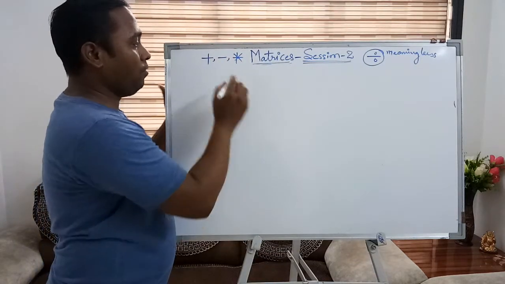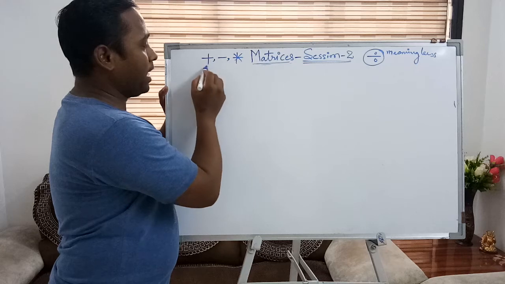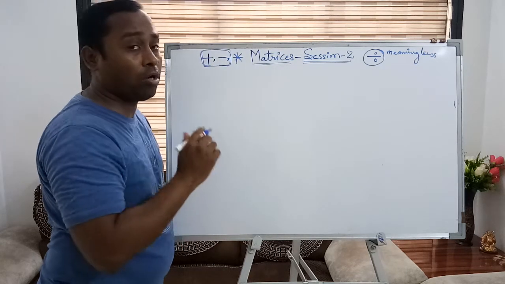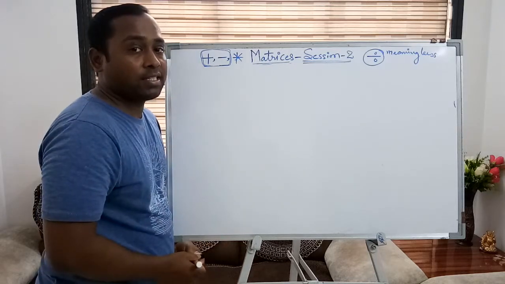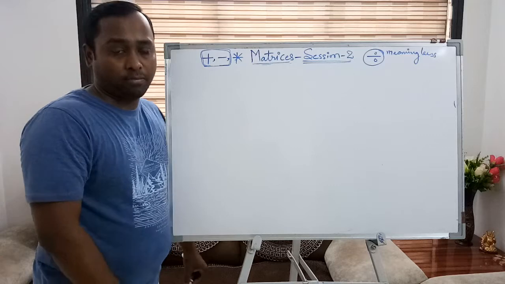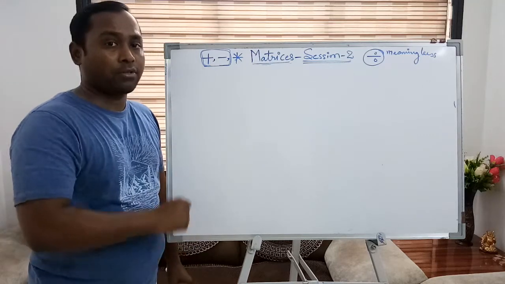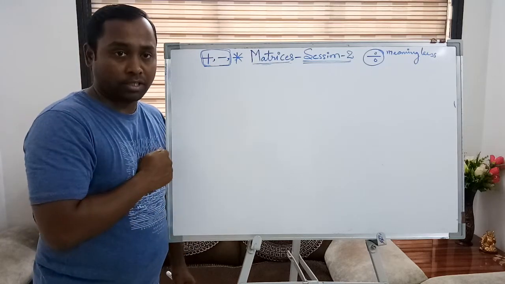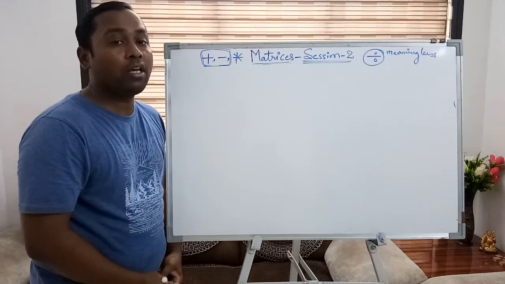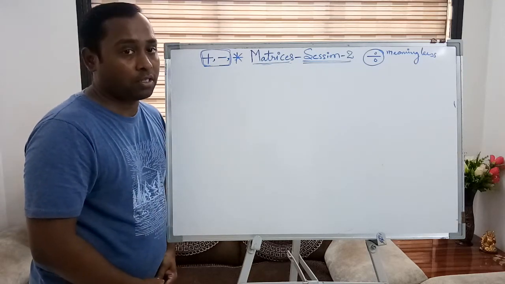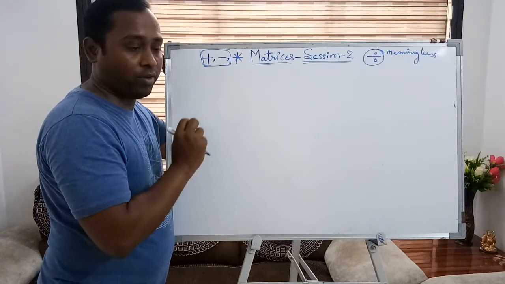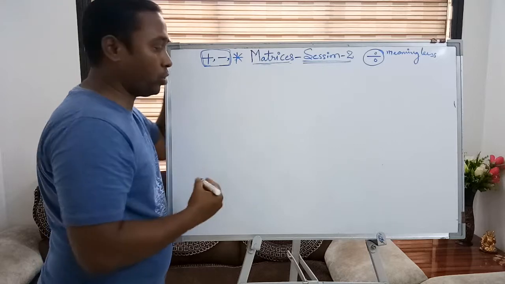So now we are going to understand addition and subtraction, and while doing these operations, what condition they must satisfy. To do addition and subtraction of any matrices, two or more than two matrices, their order must be the same. Then only you can do the addition or subtraction process. So first we'll take two matrices where we'll apply the addition and subtraction.